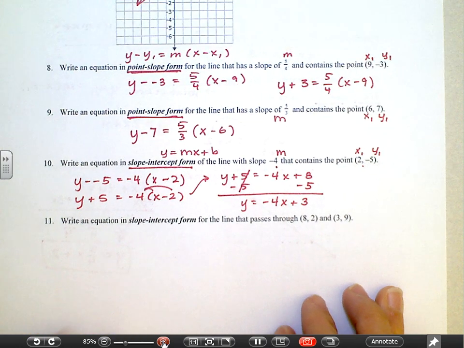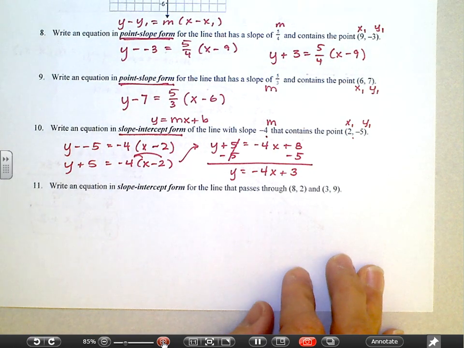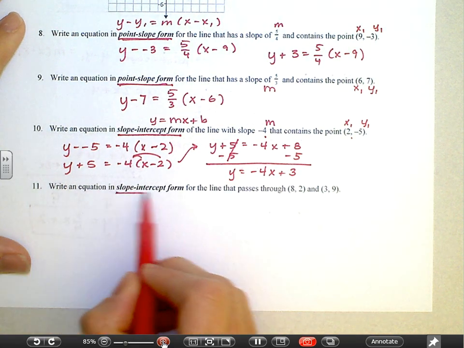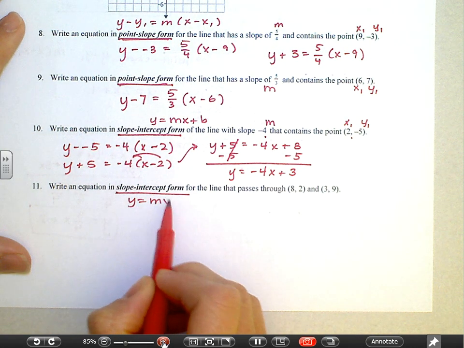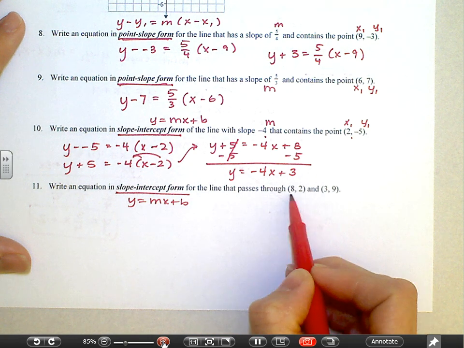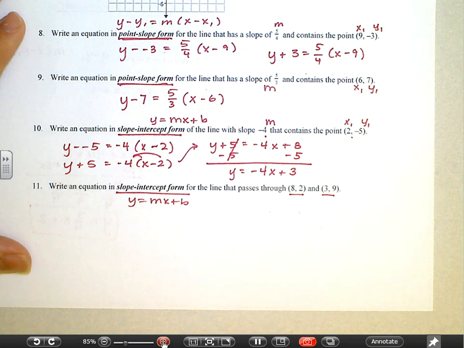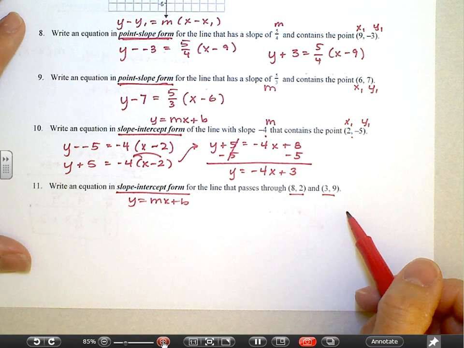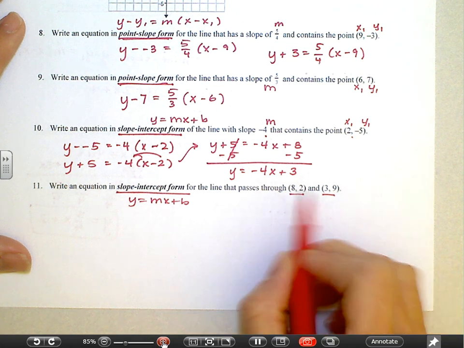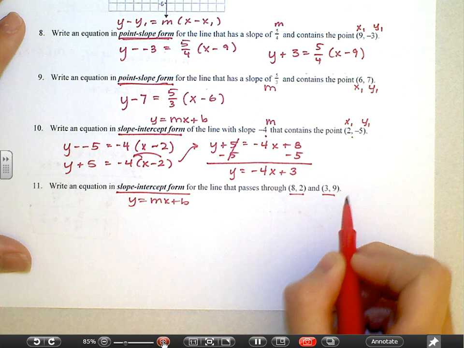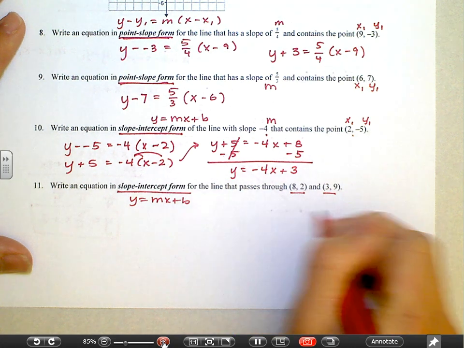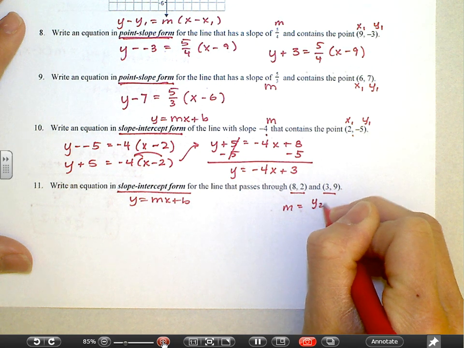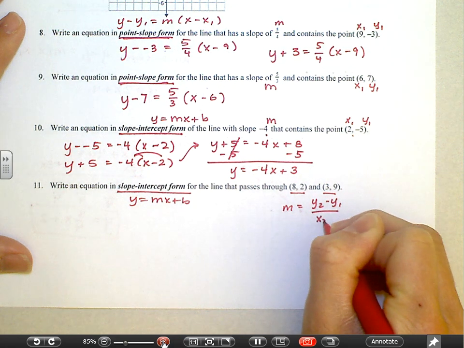All right. This next one gets a little crazy because the numbers aren't super nice. So write an equation in slope-intercept form, so again, y equals mx plus b, for the line that passes through (8, 2) and (3, 9). So in this one, I neither have a slope nor do I have a y-intercept. So I'm going to have to first find my slope. So remember, slope formula is y2 minus y1 over x2 minus x1.